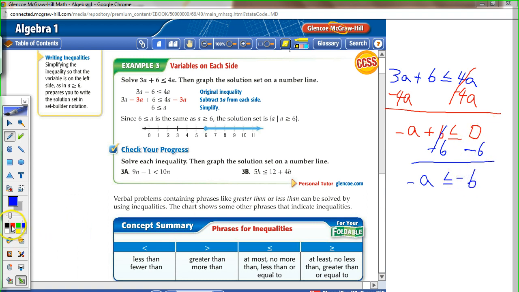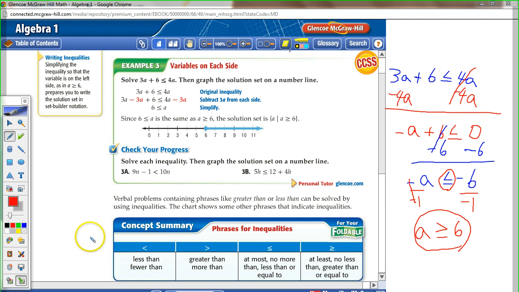Now, the only difference between an equation and an inequality is right here, when you divide by that negative 1 to eliminate the negative, because that would give me a positive a, and that's what we want. The really important thing to remember with inequalities is that when you divide or multiply by a negative number, the sign switches to the other way. So now it's greater or equal to negative 6 divided by negative 1, which is a positive 6. The solution is a is greater or equal to 6. That's what we have here.